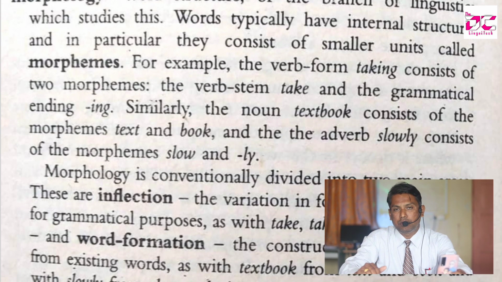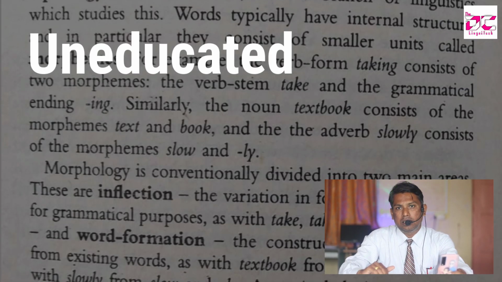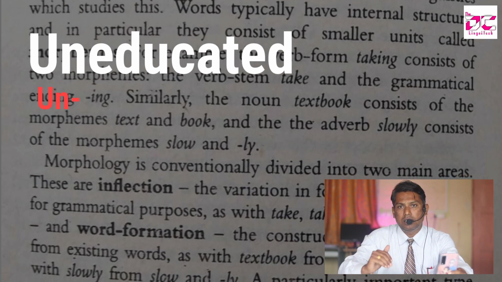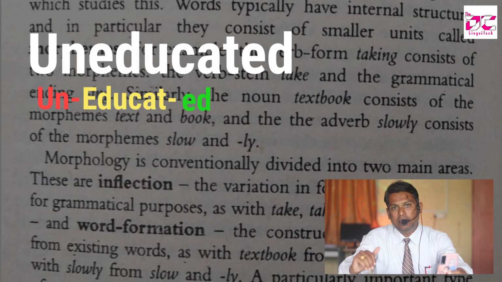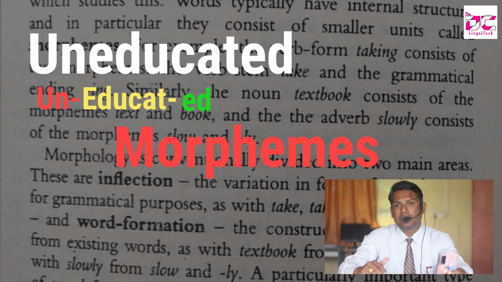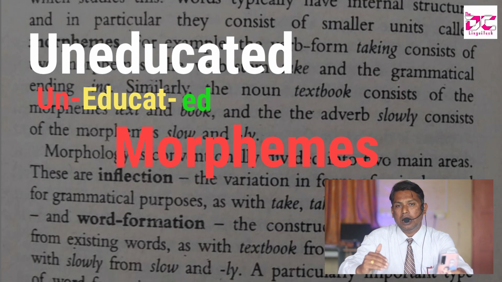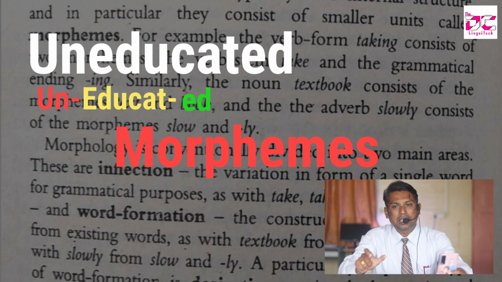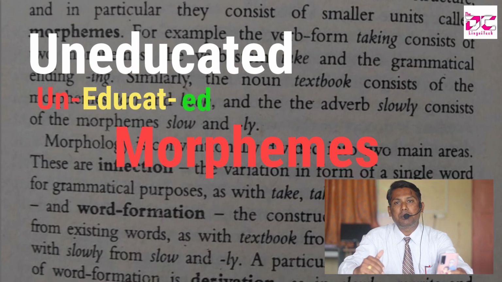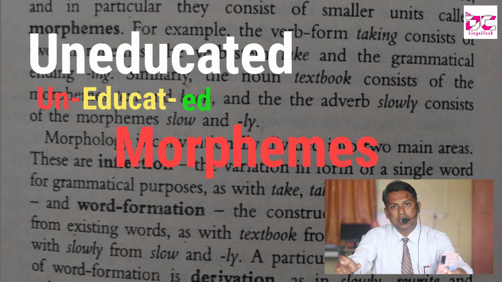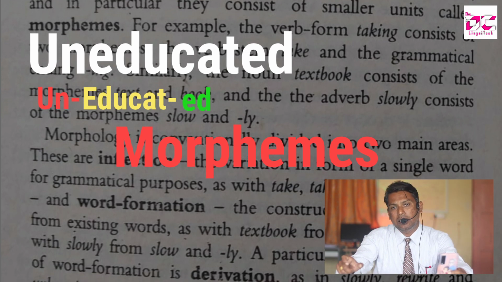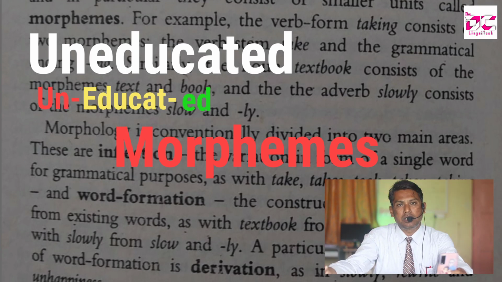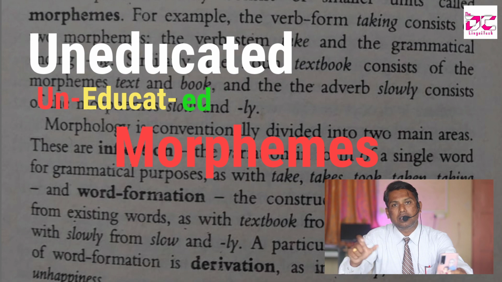For example, if I take the word uneducated, uneducated is a single word but it has three morphemes: un, educate, and ed. These are the three morphemes. When I say un is a morpheme, educate is a morpheme and ed is a morpheme. Out of three morphemes, educate is a base or can be called a free morpheme which can stand on its own, but un and ed are the bound morphemes which cannot stand on their own. They come with the base, they come with other bases.